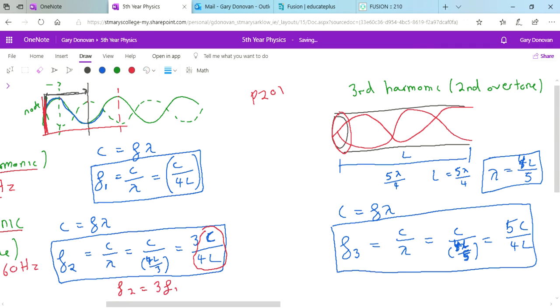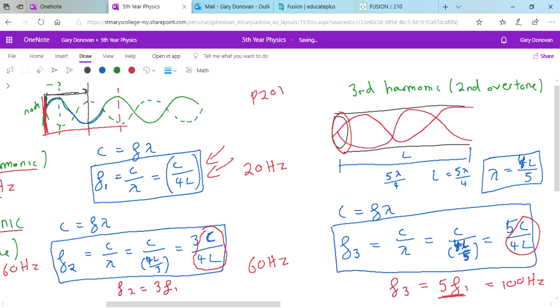Now just like before, if you look at this bit here, we've C over 4L. That's the same as F1. So we can say that F3 is equal to 5 times F1. So our fundamental frequency could be 20 Hz. Our second harmonic is 3 times that, which would be 60 Hz. And our third harmonic would be 5 times F1, which would be 100 Hz.